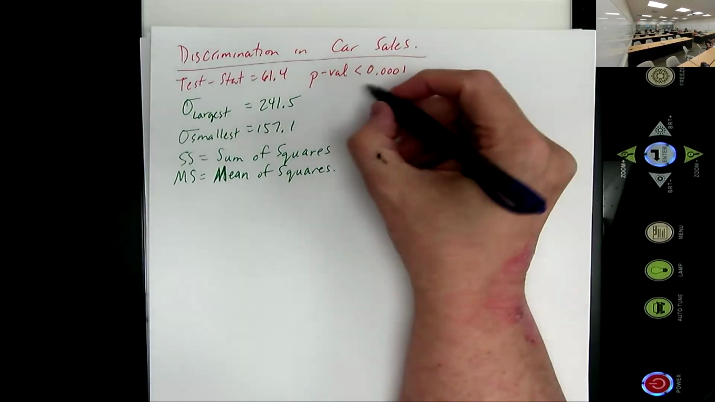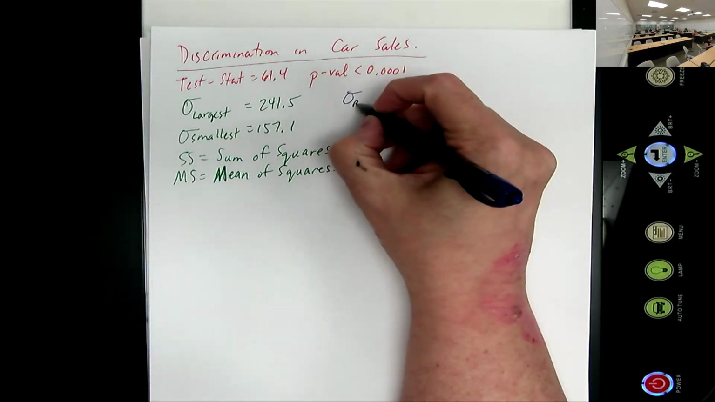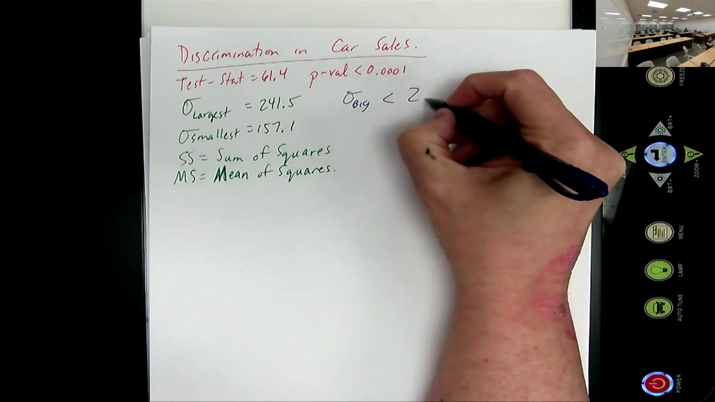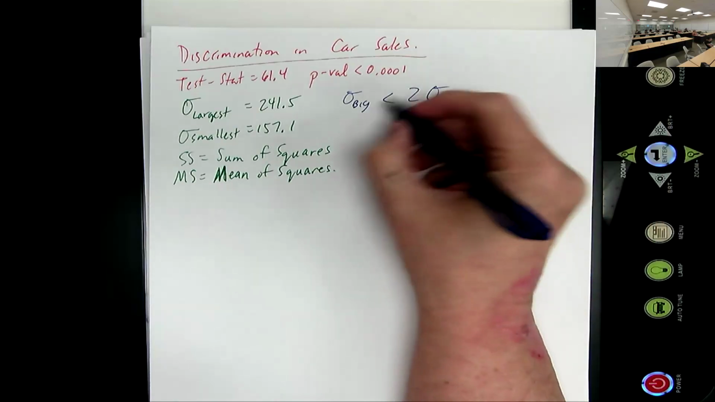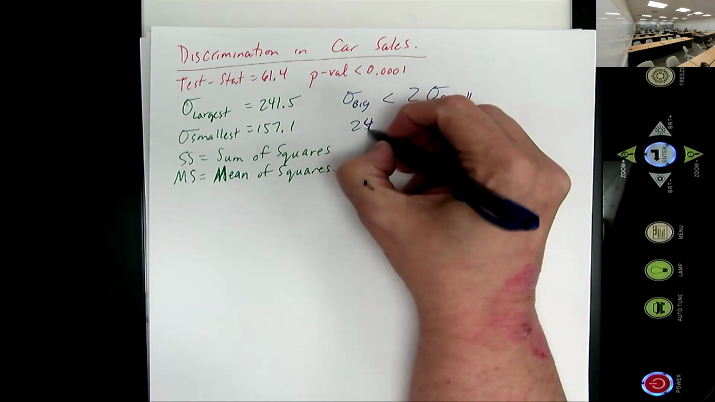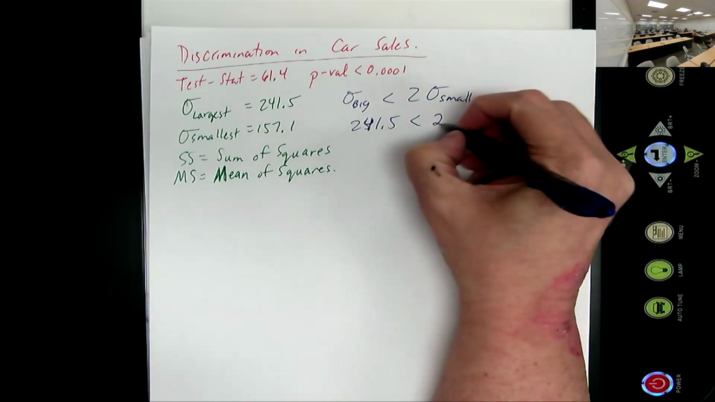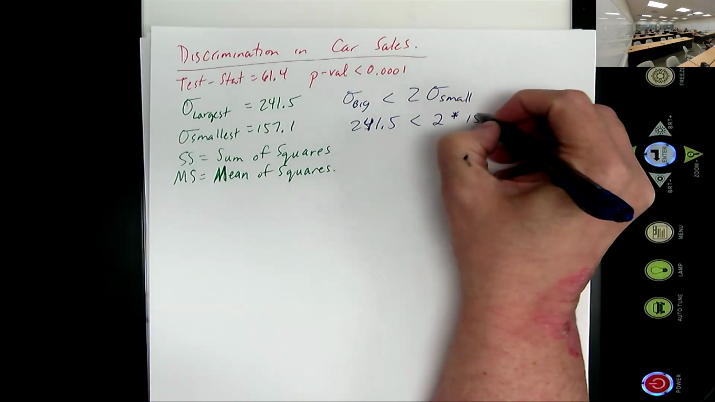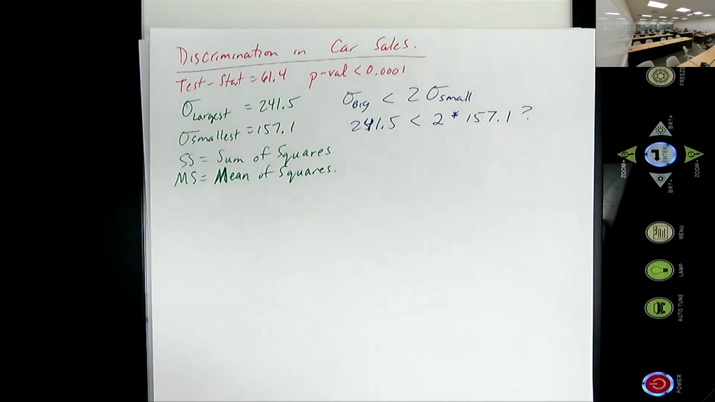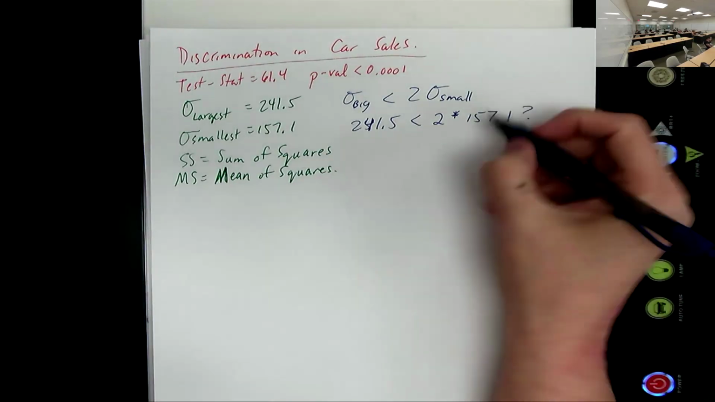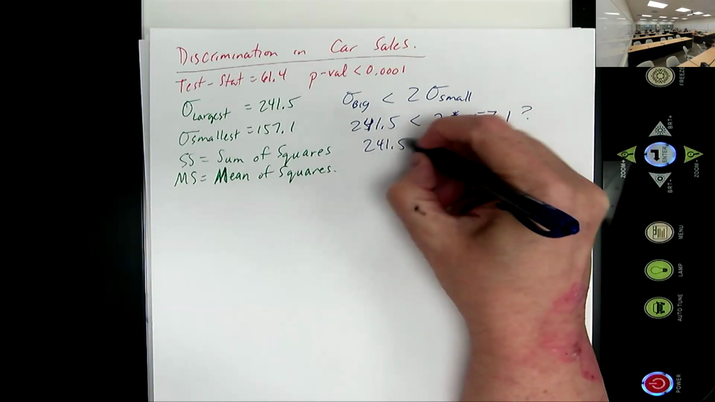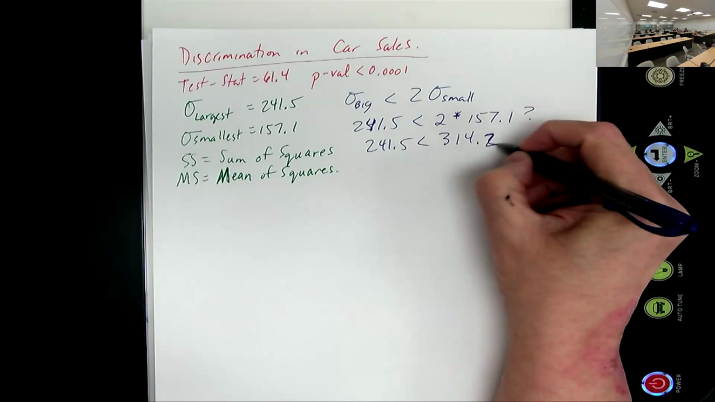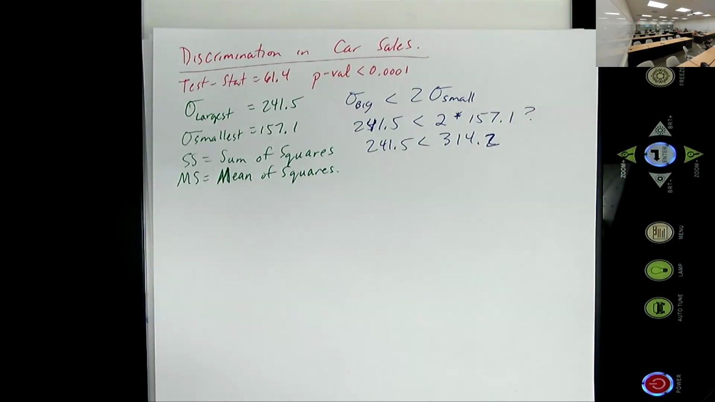Alright, so, is the largest less than 2 times the smallest? Is 241.5 less than 2 times 157.1? That is 314.2. Is that a true statement? Yeah. So we met the criteria.